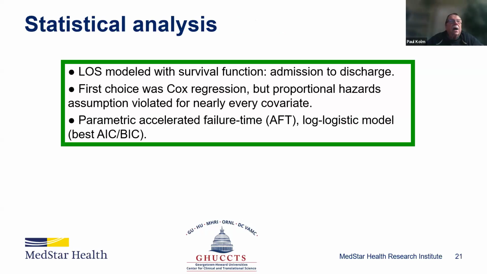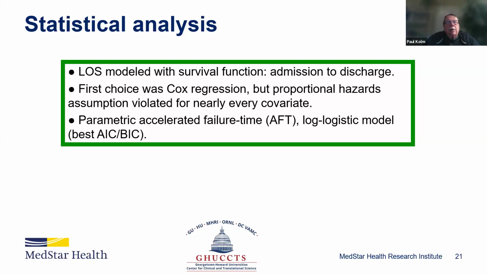So we then modeled length of stay with a survival function, being admission to discharge. Our first choice was to try the Cox proportional hazard regression, but that really didn't work very well because the proportional hazards assumption didn't hold for almost every covariate. And so we did what's called an accelerated failure time log logistic model.